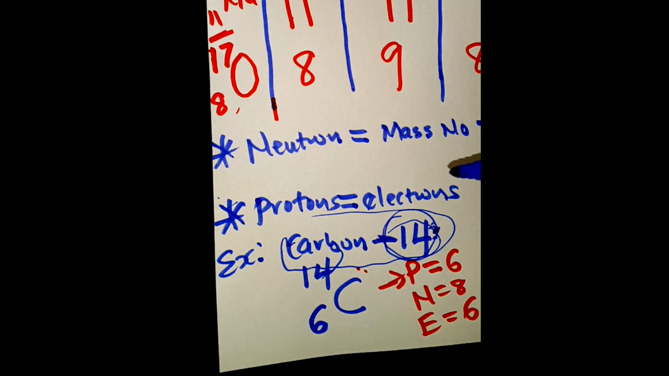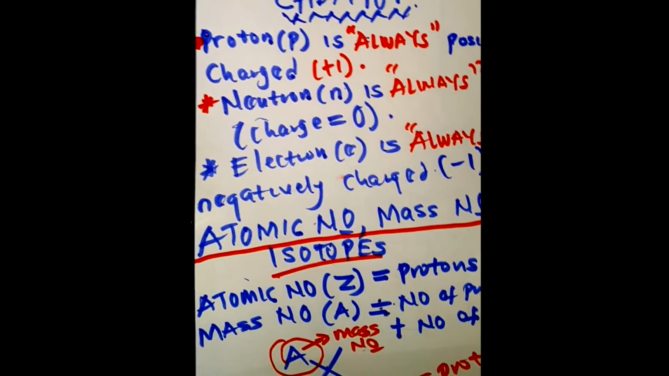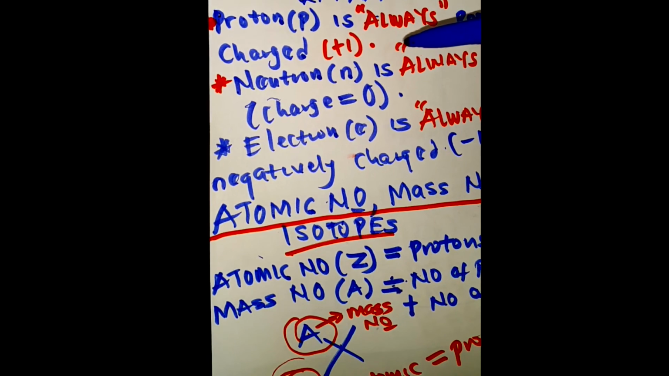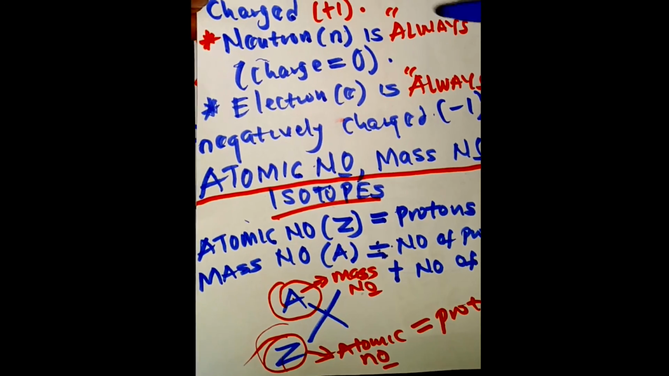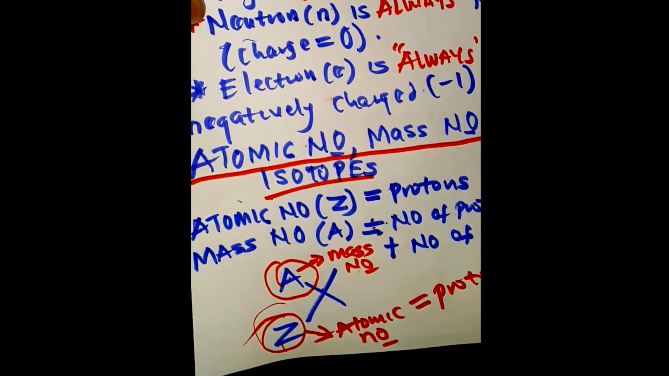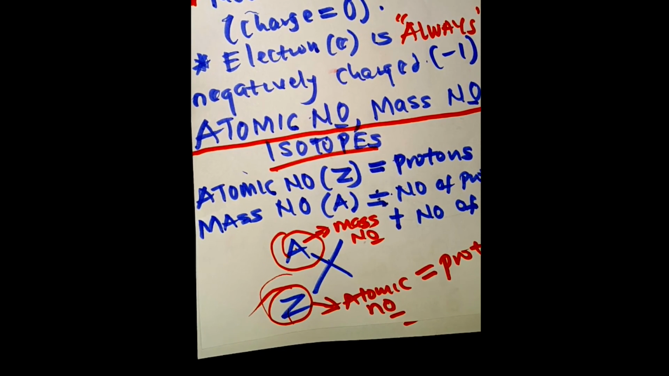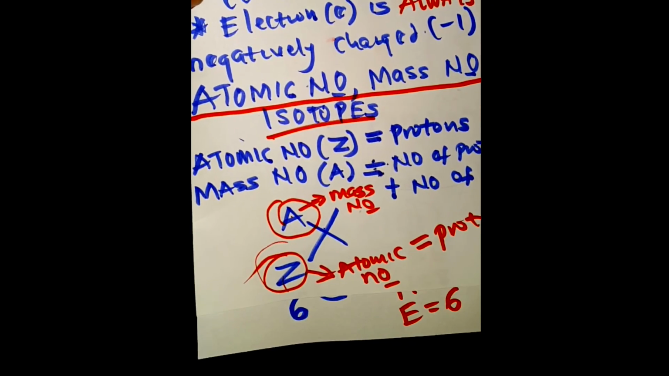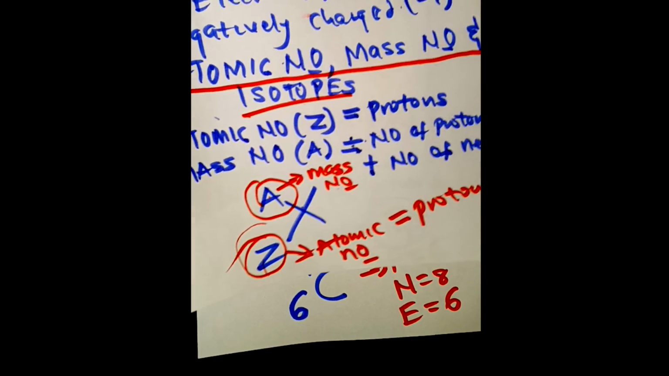And also, I talked about the charge of proton, the charge of neutron, and the charge of electron. The charge of proton is always positive. Proton is always positively charged, and neutron is always neutral. So it has no charge. It's always 0. And electron is always negatively charged, which is always negative.